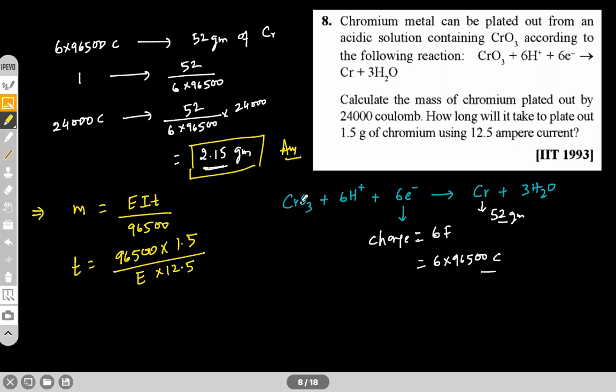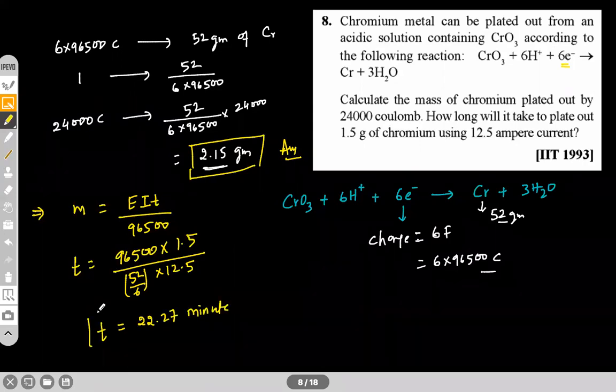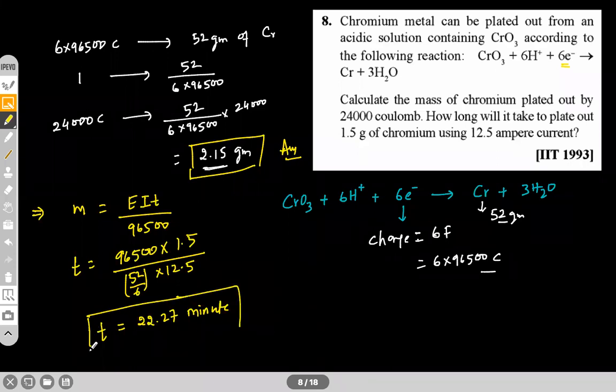Now, what is this E? Since the N factor is 6, atomic mass is 52. So E we can write, E is the given mass divided by the N factor, that is 52 by 6. So T is equal to, when you solve this, you'll get 22.27 minutes approximately. Okay, so this is the second answer of this question. So this is it for this question.